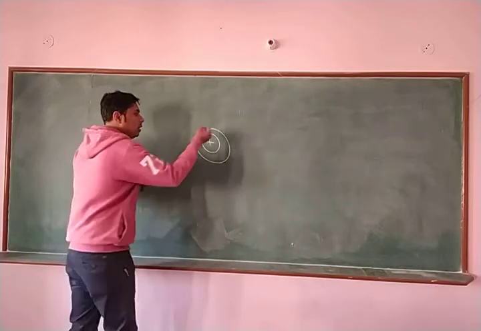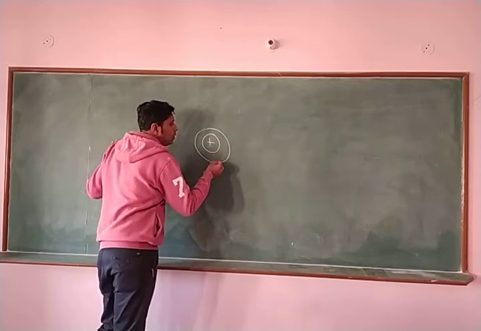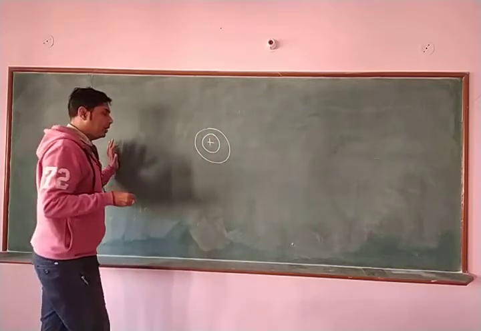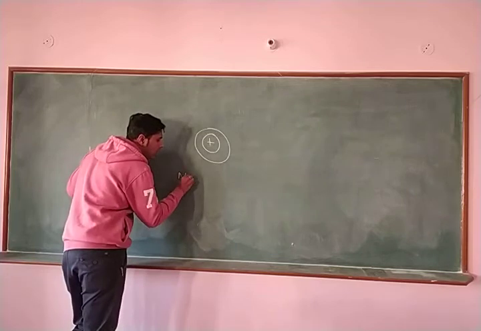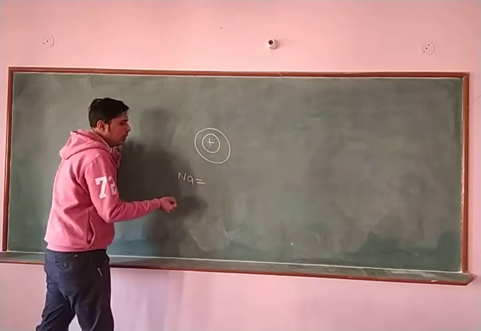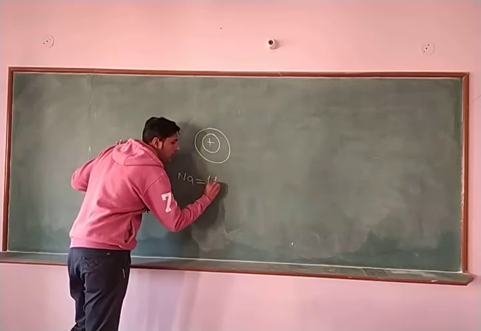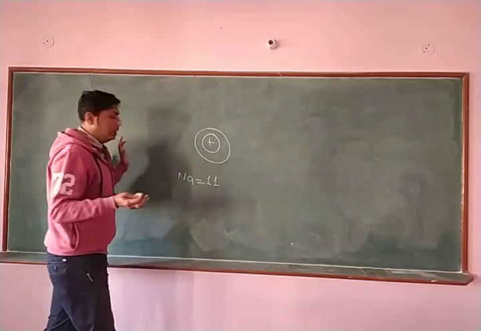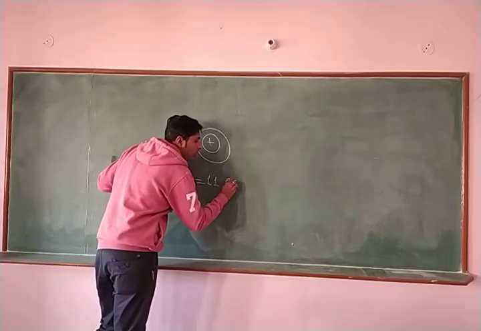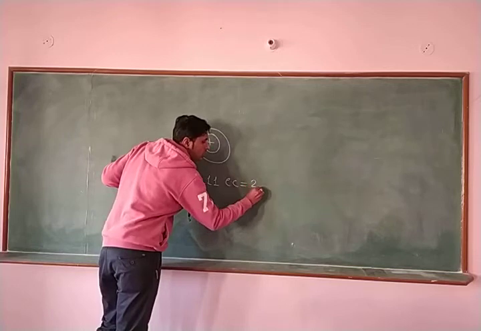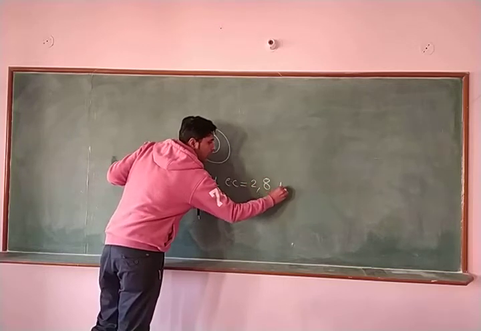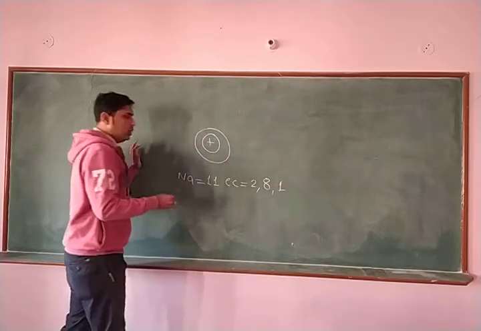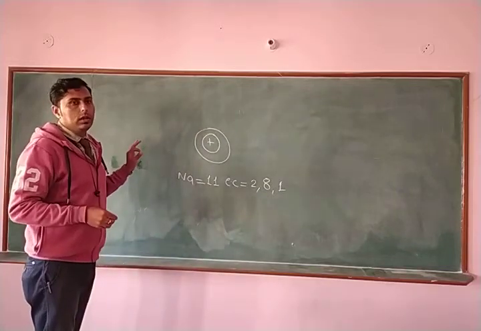Okay, so if I talk about sodium, what is the atomic number for sodium? Sodium's symbol is Na, and the atomic number is 11. If we talk about the electron configuration, EC, of sodium, that is 2, 8 and 1.